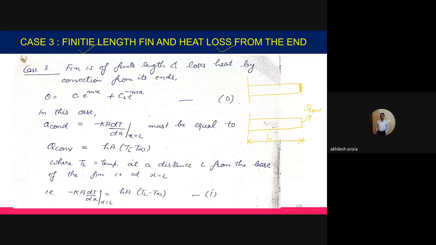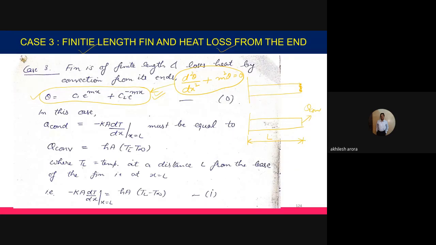Once again we will have to start from the basic principles and derive this equation. Theta is equal to C1 e raised to power mx plus C2 e raised to power minus mx. This is the solution of the equation which we derived earlier, d2 theta by dx square plus m square theta is equal to 0. So this was the differential equation we got when we applied the energy balance equation, and this is the solution.